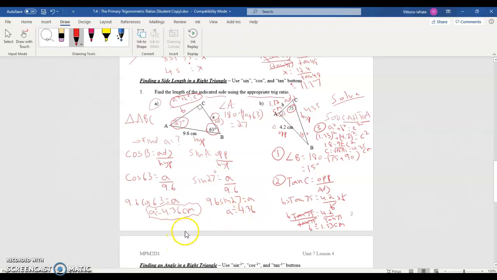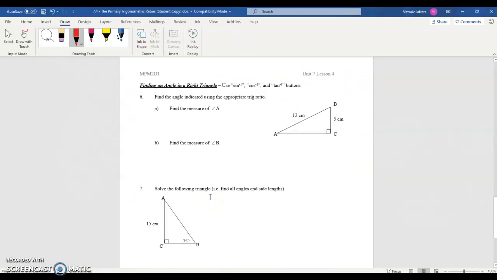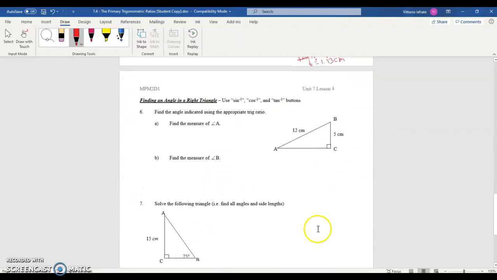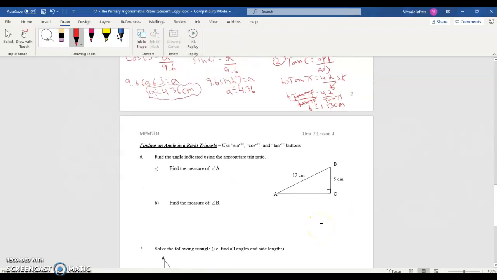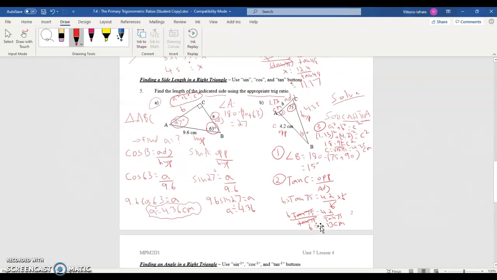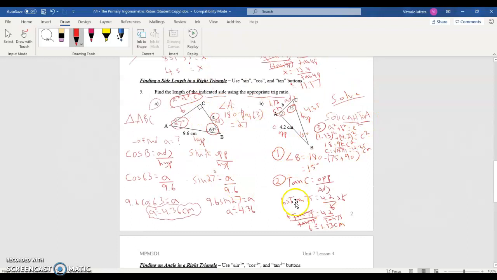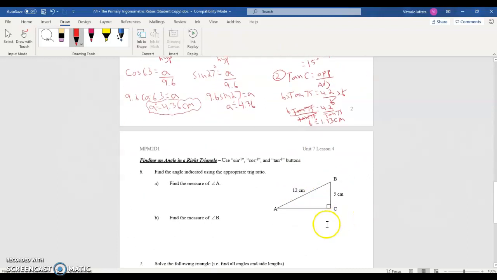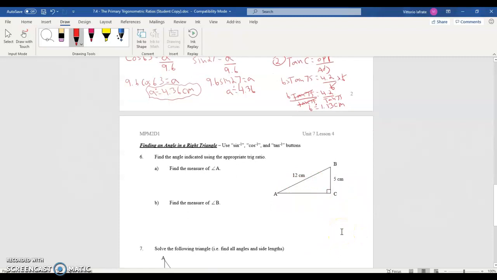So now we're going to start question 6, where we have to find the measure of an angle rather than the measure of a side. So in these questions here, we were looking for sides. Now we're going to find the measure of an angle when we're only given our sides. So we're going to try to use our inverse functions that we learned about earlier. We won't have time to finish this example, but we'll finish it in the next video.